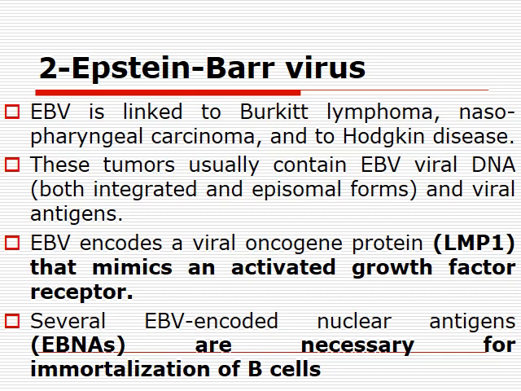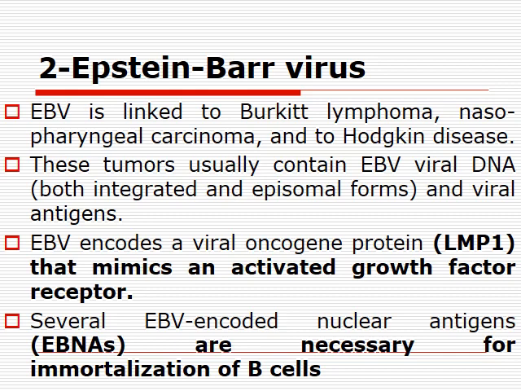EBV encodes a viral oncogene protein, LMP. LMP1, latent membrane protein, mimics an activated growth factor receptor. When this receptor is activated, it gives a signal to the cell to continue growth. Also, several EBV proteins, called EBNAs, EBV nuclear antigens, are necessary for immortalization of B cells, because EBV infects B cells only. So EBV main oncogenes are LMP and EBNAs.